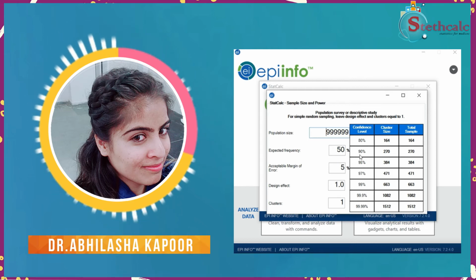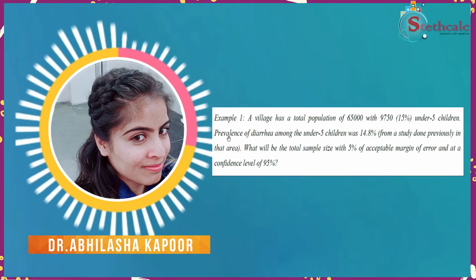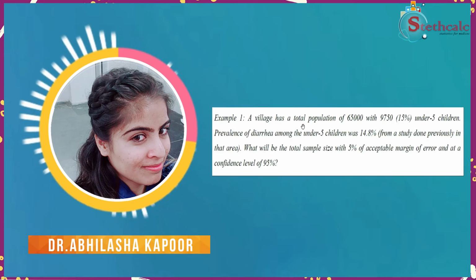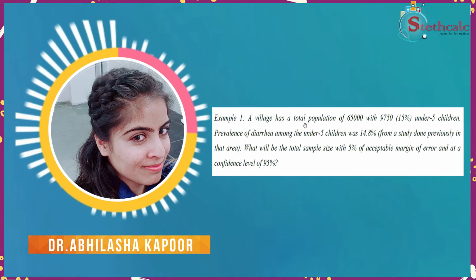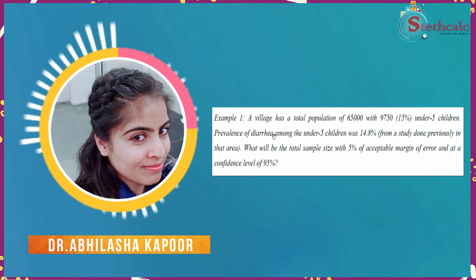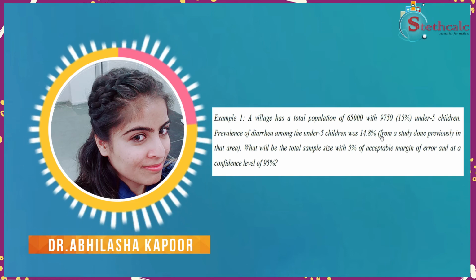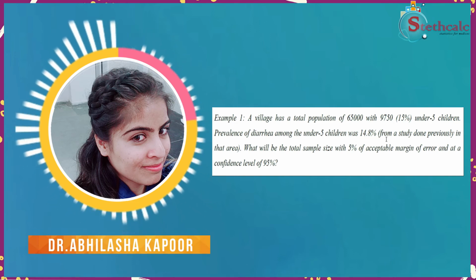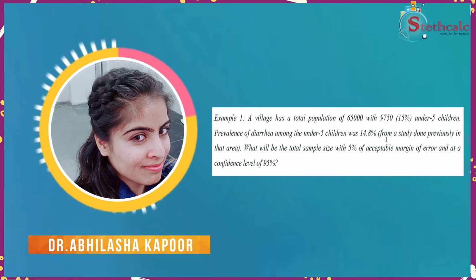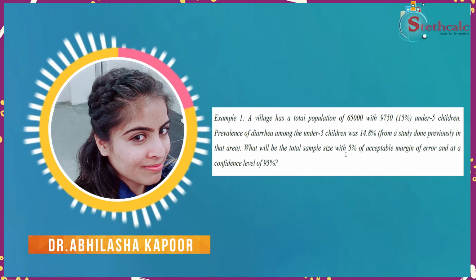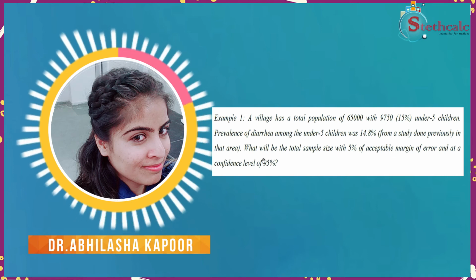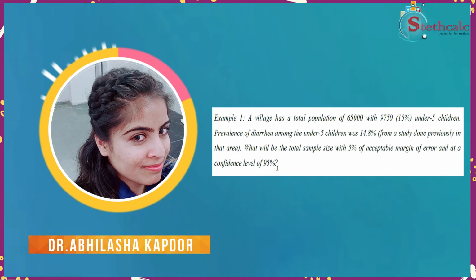Let us do a small exercise with an example. A village has a total population of 65,000 with 9,750 under 5 children. Prevalence of diarrhea among the under 5 children was 14.8%, and this was taken from a study which was done previously in the same area. Now what will be the total sample size with 5% of acceptable margin of error and at a confidence level of 95%?